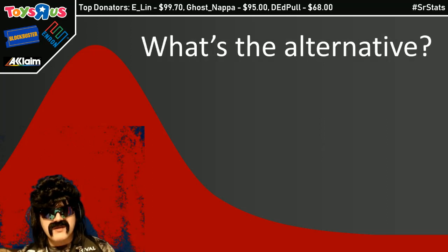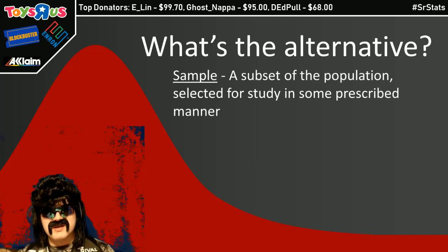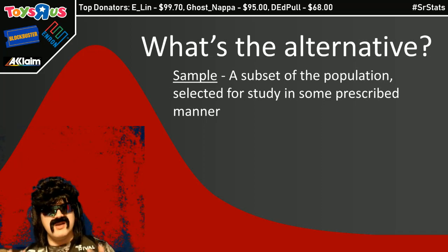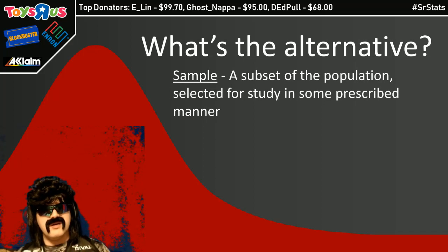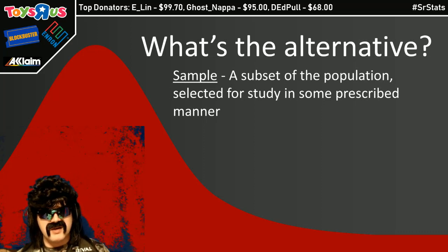So, more often, there's an alternative for this. The alternative is, we're going to do a sample instead. With a sample, it's not the entire population, it's just a small group. Right? It's a subset of the population selected for study in some prescribed manner.